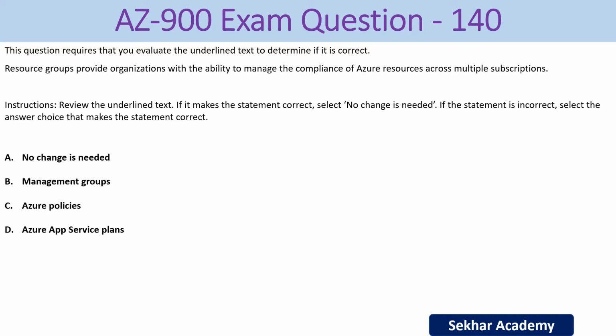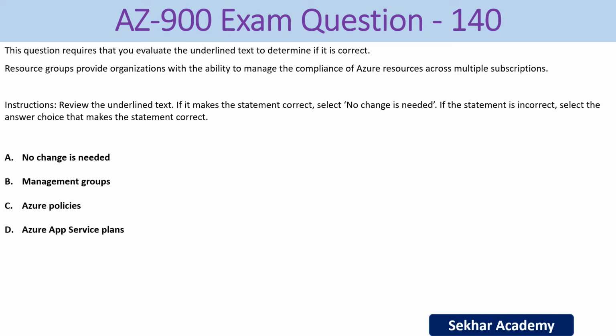AZ-900 exam question number 140. This question requires that you evaluate the underlying text to determine if it is correct. Statement questions start from here. Resource groups provide organizations with the ability to manage the compliance of Azure resources across multiple subscriptions. Instructions: review the underlying text. If it makes the statement correct, select no changes needed. If the statement is incorrect, select the answer choice that makes the statement correct.